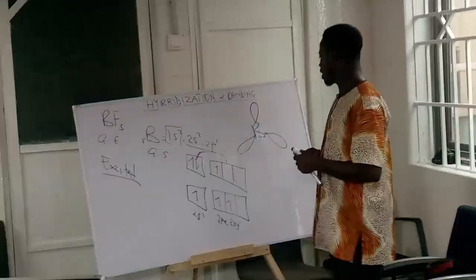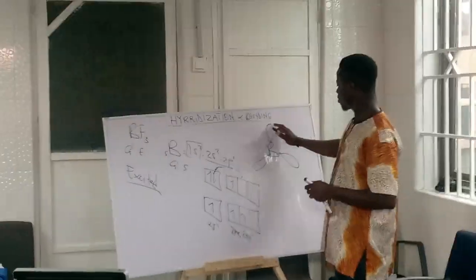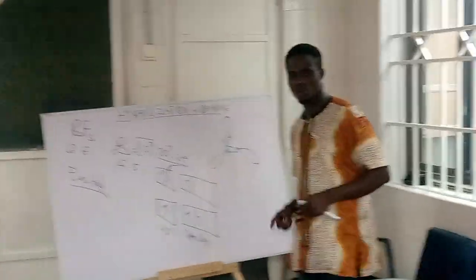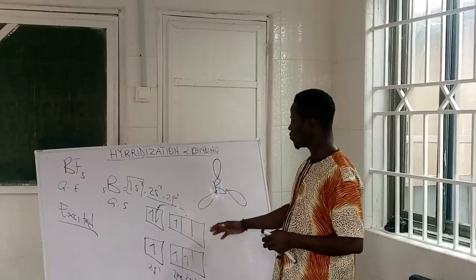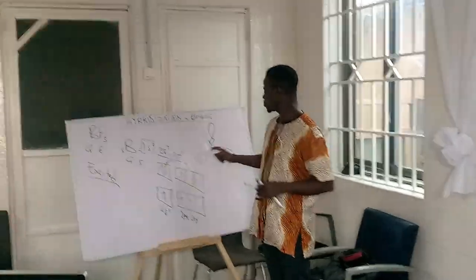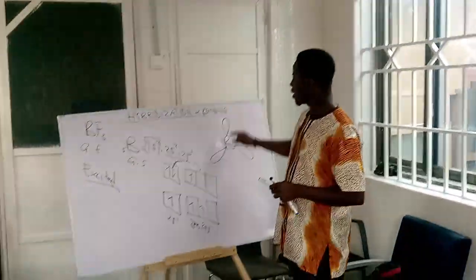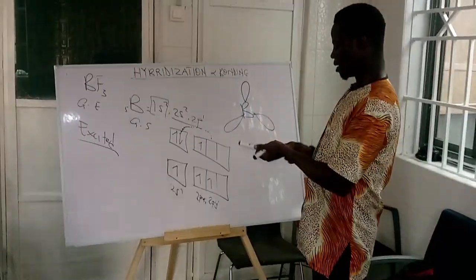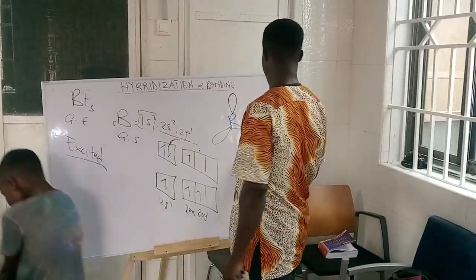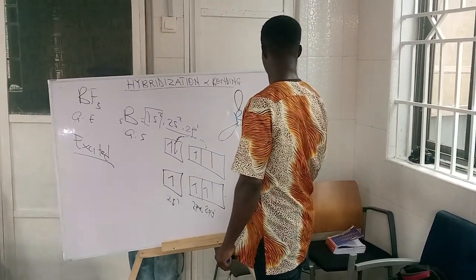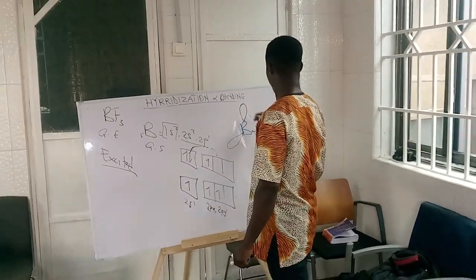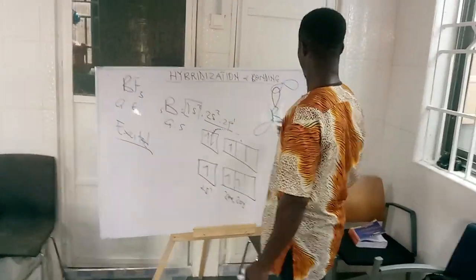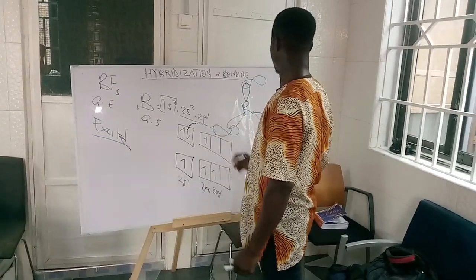So these are the 3: 1s, 2s, and then 2px, 2py. So this is how we form. And this boron, being the central atom, is bonded to this fluorine. So we should know the shape of fluorine. Fluorine here is a p orbital. So fluorine will also be dumbbell shaped like this, another dumbbell shape like this.